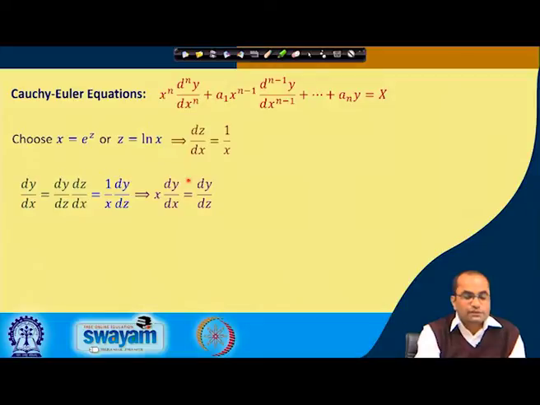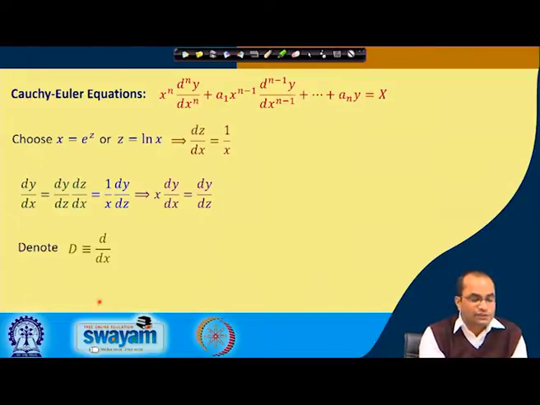That is precisely the point here, because in our equation, for the n minus 1th order derivative we have the x power n minus 1 term, and for the nth order derivative we have the x power n term. So, with the first order derivative we have x, and x times the first order derivative is nothing but the first order derivative of y with respect to z.